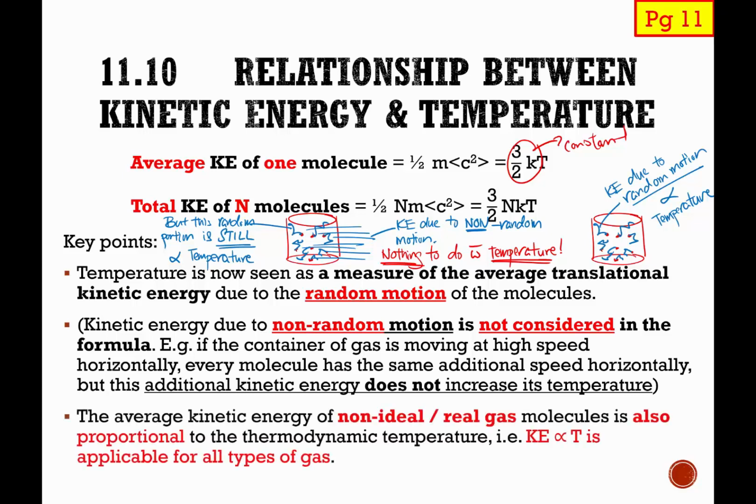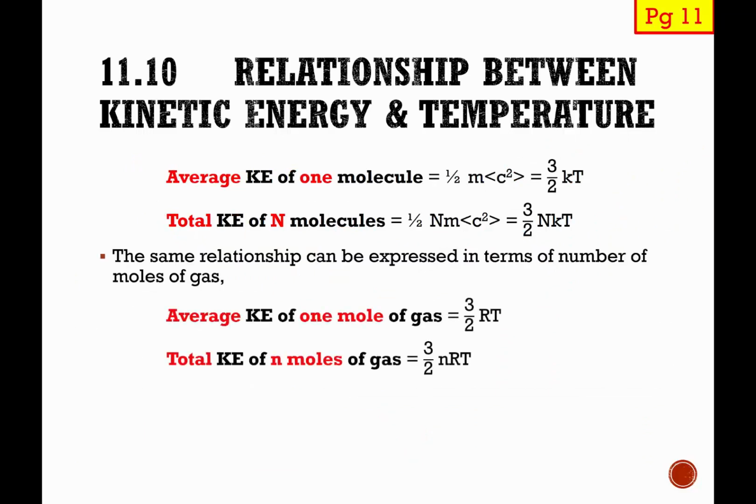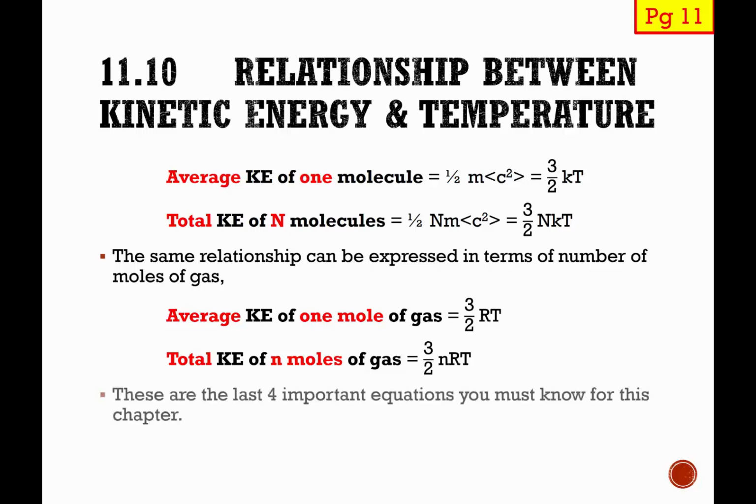And then finally, the Ke for non-ideal and real gas is also proportional to the temperature. Of course, the formula may not exactly be the same as 3 over 2 kT, but the relationship that Ke is proportional to T is still applicable. The same relationship can also be expressed in terms of number of moles. The average Ke for 1 mole of gas is 3 over 2 RT. The total Ke for n moles of gas is 3 over 2 nRT. So these are the last 4 important equations that you must know for this chapter.